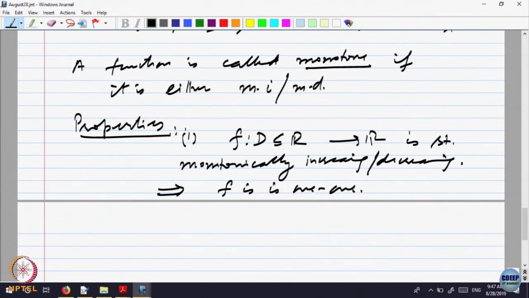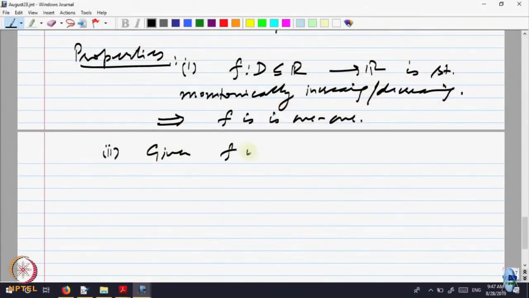Is it clear everybody why so? Because if not, then what will happen? At two different points x1, x2, f of x1 is equal to f of x2, but either x1 will be less than x2 or x2 is bigger than x1, either of it. So, either of it will contradict the fact that it is monotonically increasing or decreasing. Okay.